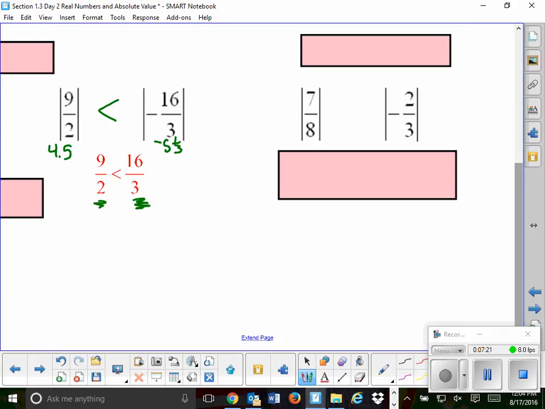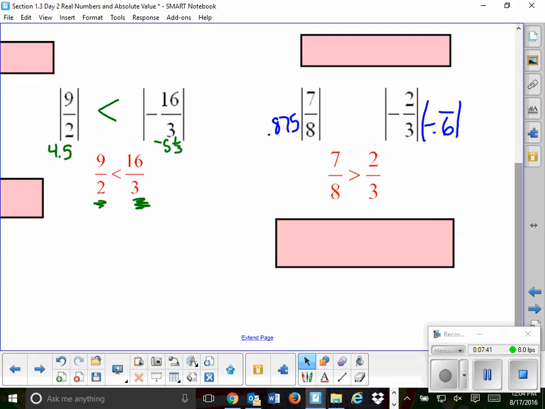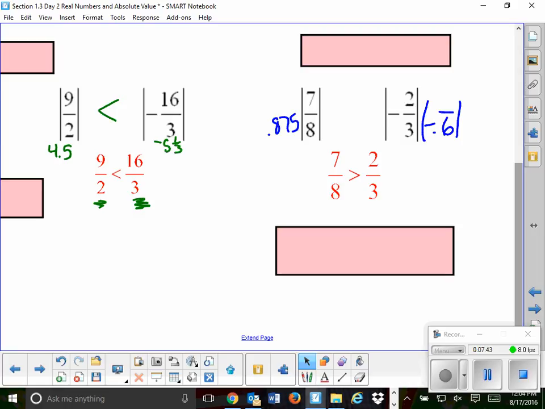On this last one, I actually went ahead and did the decimals also. So here the decimal is 0.875, and here this is negative 0.6 repeating. And when you take the absolute value of that, you're left with comparing 7/8 and 2/3, and 7/8 is 0.875, and that is greater than 0.6. So let me know what questions.